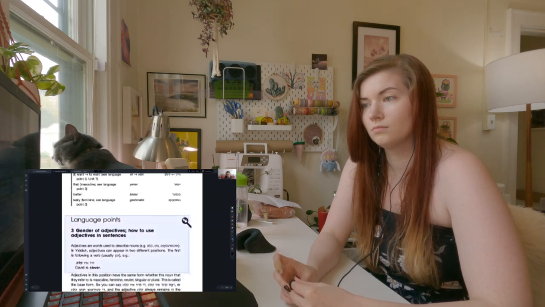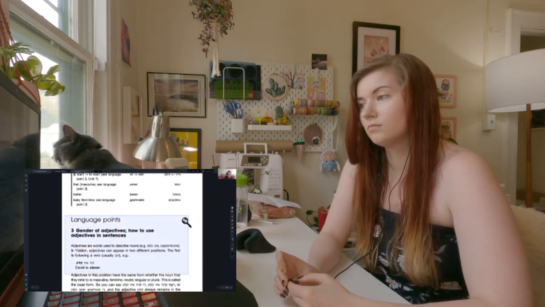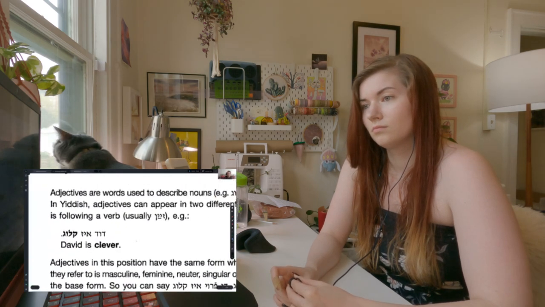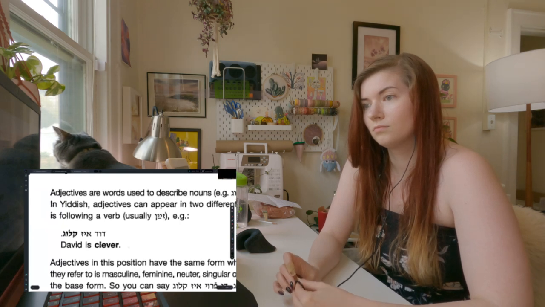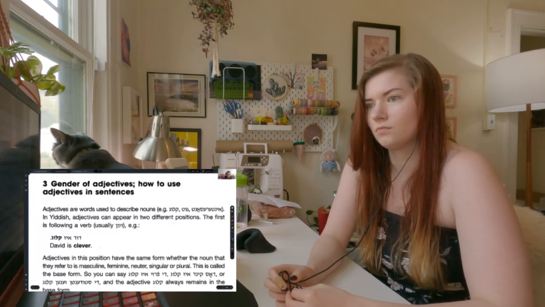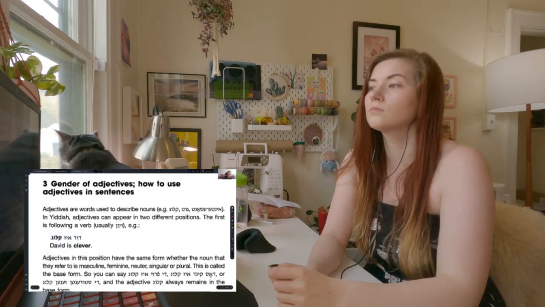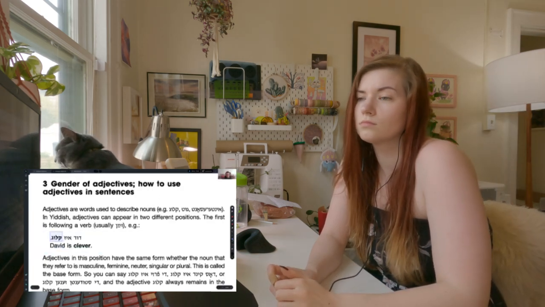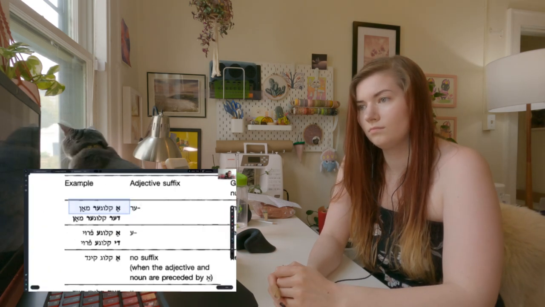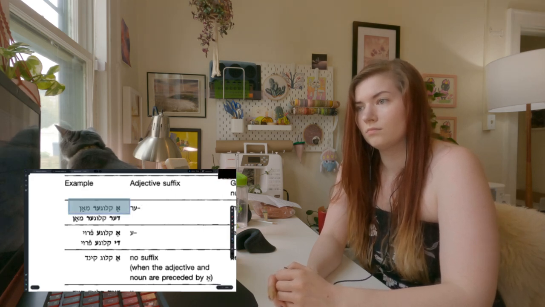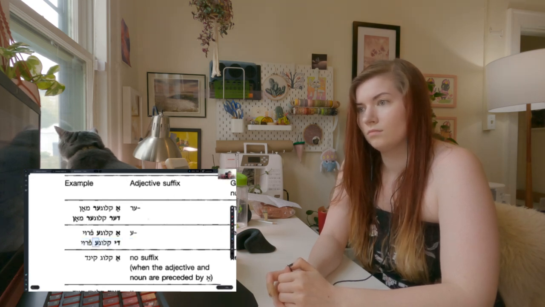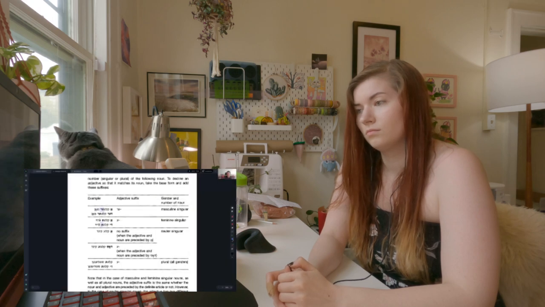We're going to be discussing gender of adjectives, how to use adjectives in sentences. Because in English, when you use any adjective, you don't add any ending to it depending on the situation. In Yiddish, when you use the adjective after the noun that you're describing, for example, David is klug, you don't have any adjective endings here. Klug is the base of the adjective. But what happens if you have an adjective that comes before the noun? For example, kluger Mann, or die kluge Frau. You see that it is slightly different. They have a different ending. And that's what we're going to be discussing next week.